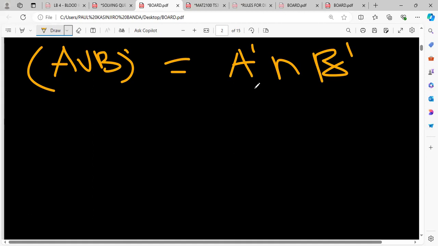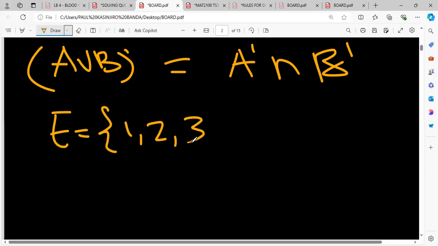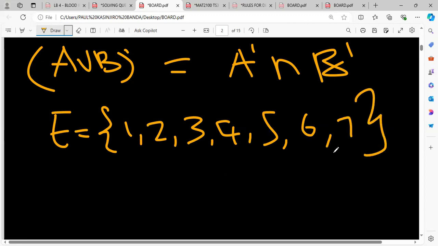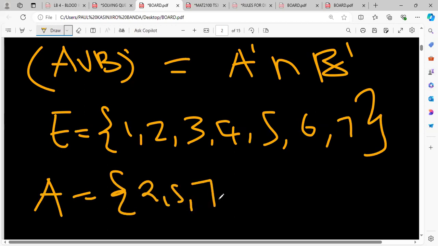Okay, so I said in the elementary membership, you have to come up with your own sets if you're not given. So let's say I have my universal set here as 1, 2, 3, 4, 5, 6, 7. Okay, let's say this here is my universal set. And then I say my set A will just be, let's say, 2, 5, and then I have 7.